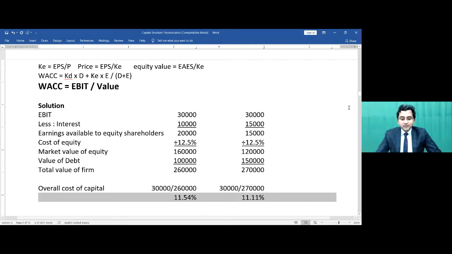All right, guys. So look here, overall weighted average cost of capital is 11.54% and 11.11%.